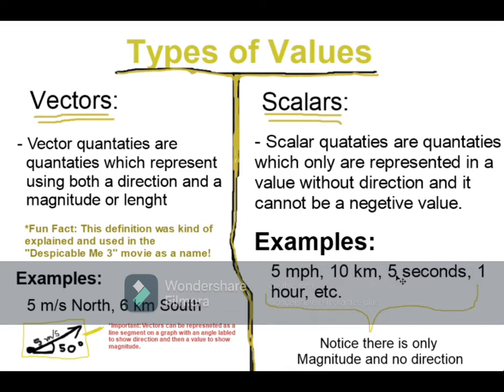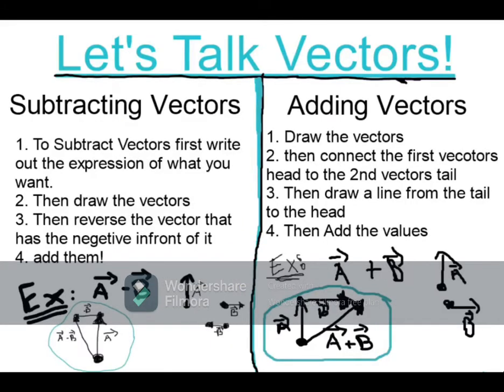Well, time can't be a vector since it doesn't have a direction. So time is always a scalar. Another example of time can be an hour, and so on. So these all have only magnitude and no direction, as you can see. Okay, now let's go on to the next topic.